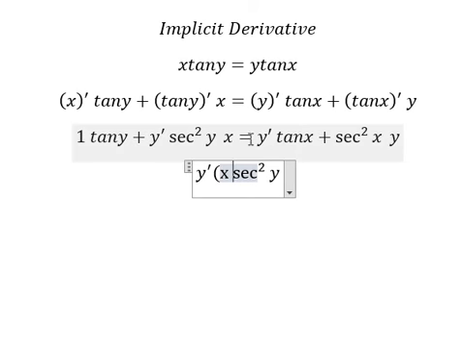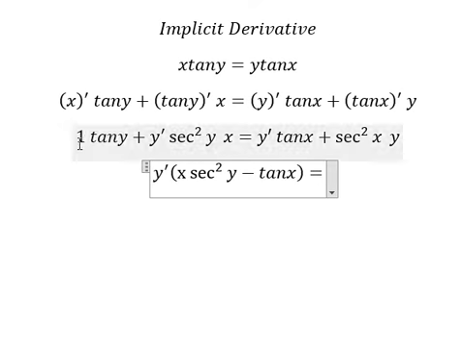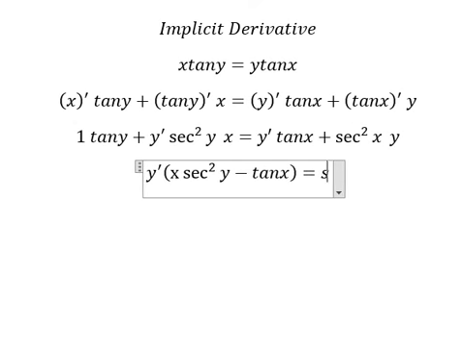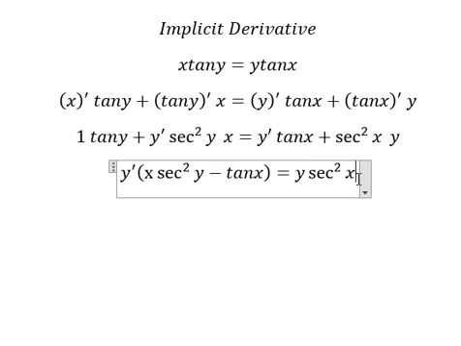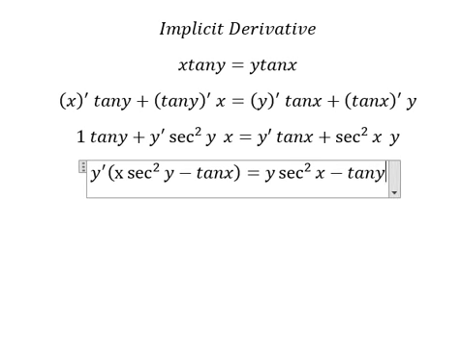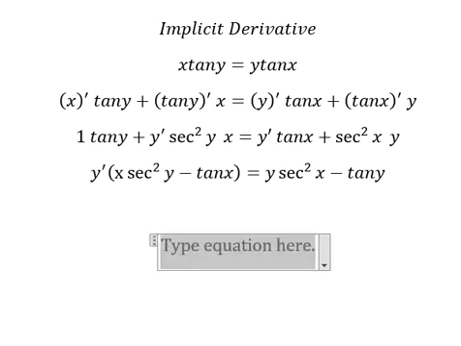And we put this one to the left, so we have negative tan x. This one we put on the right, and we have negative tan y. Later that, we divide both sides by this one. And now we have the final answer.